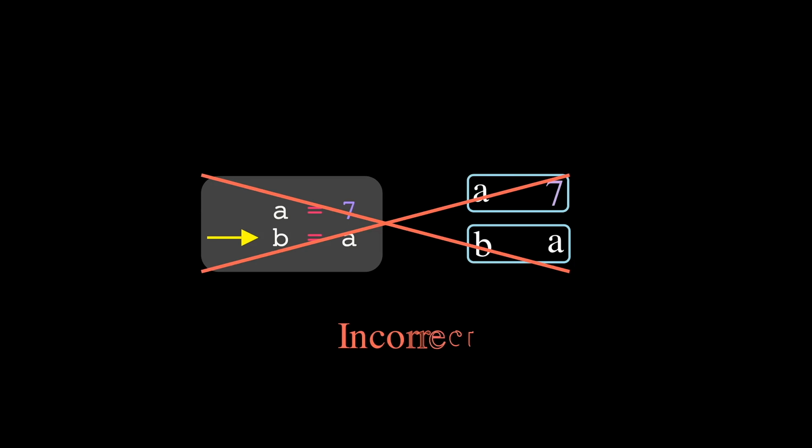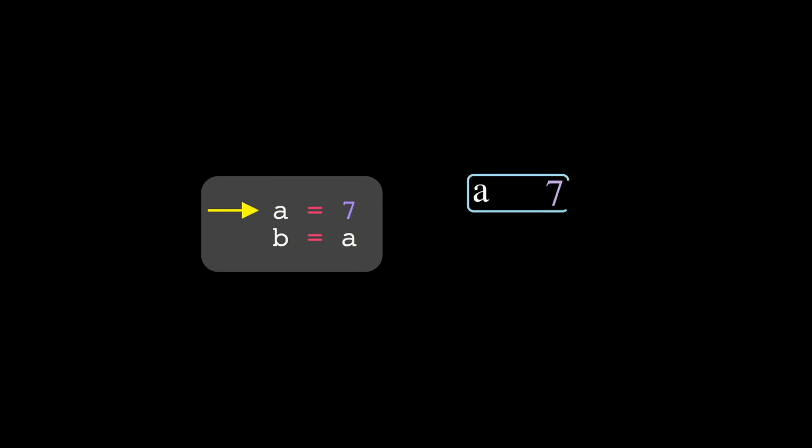A very common misunderstanding is that people tend to have this mental image, in which we believe variable b is storing the symbol of a, rather than the value of a. That's incorrect. When any variable is on the right-hand side of the equal sign, we just treat it as its value. Variable b stores the value of a.